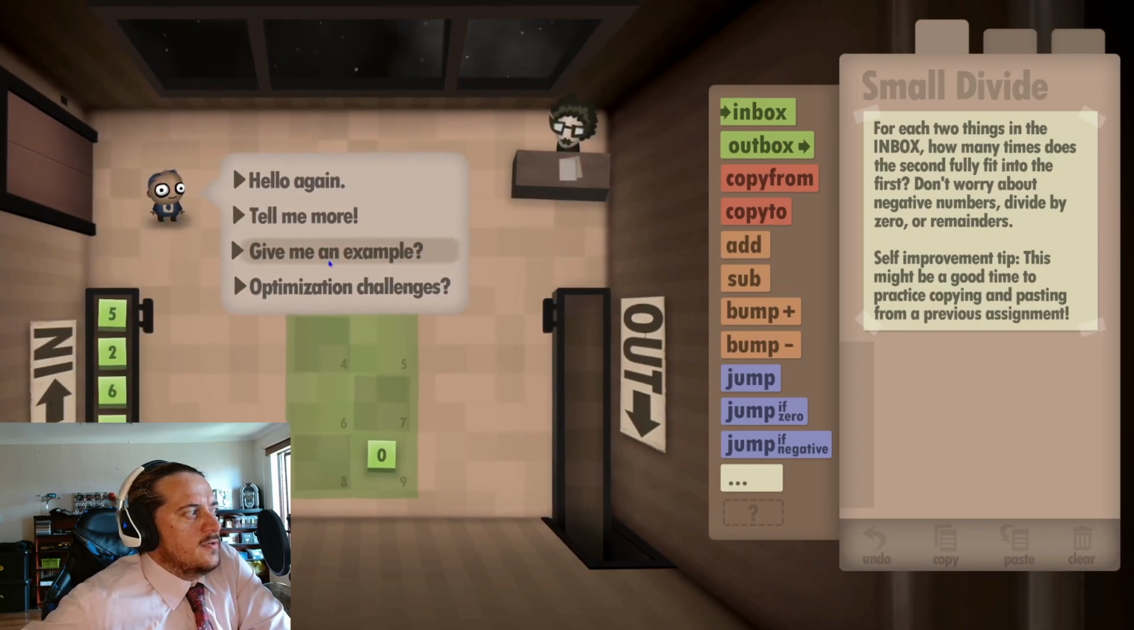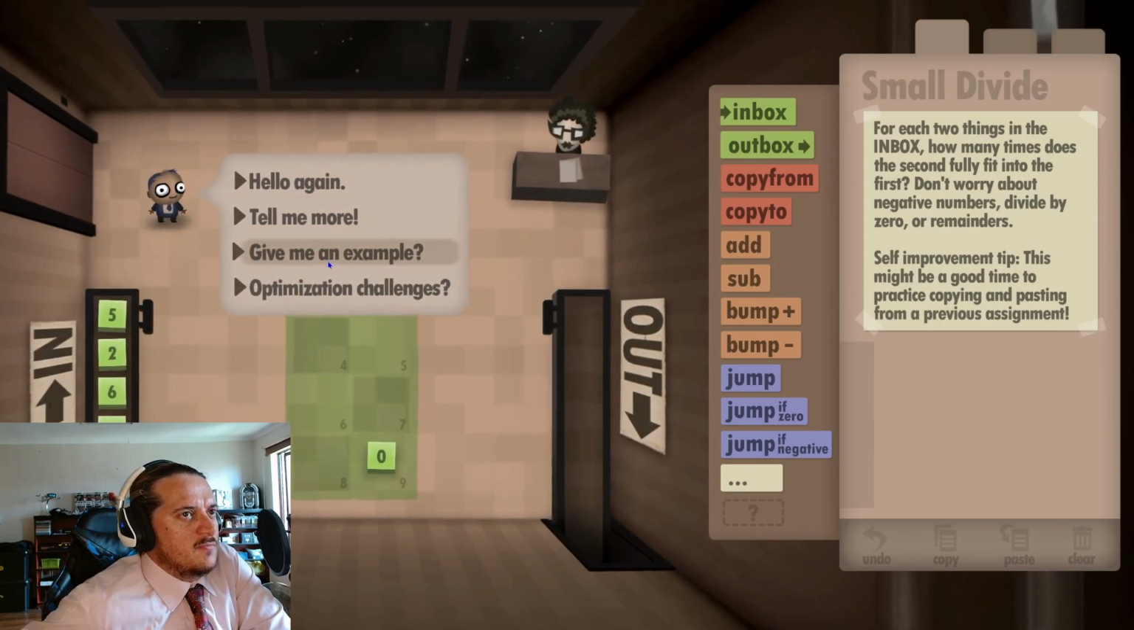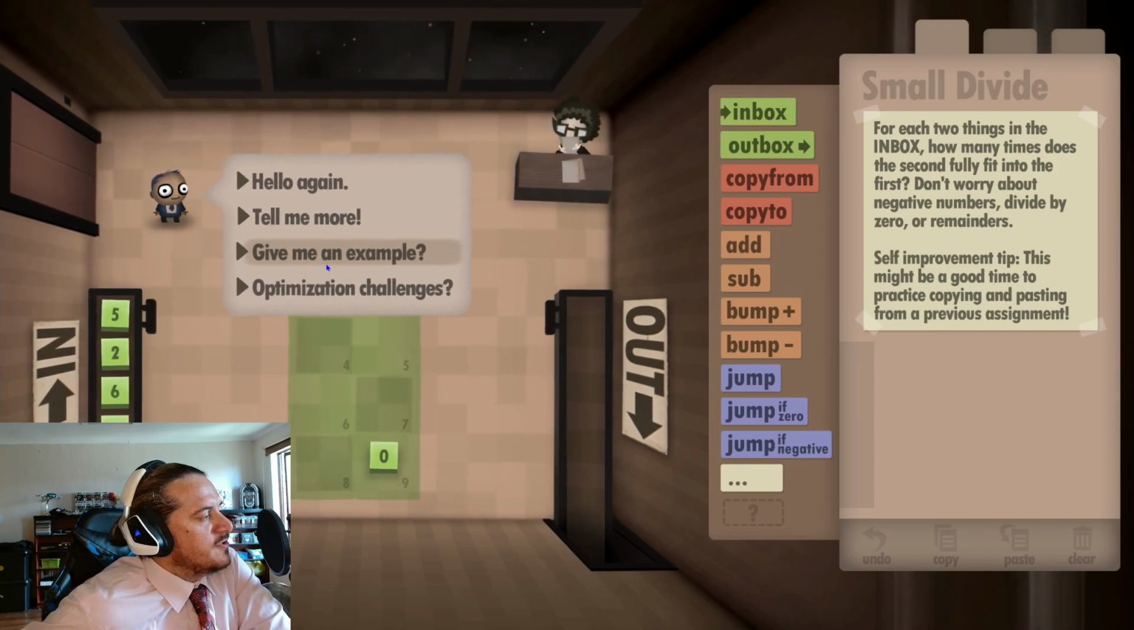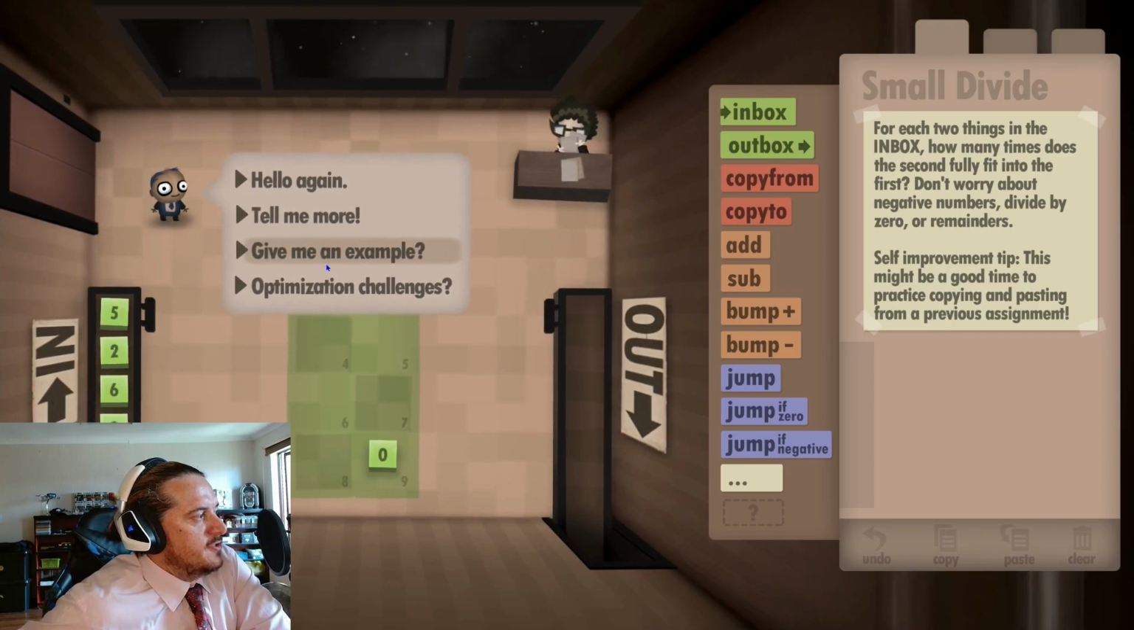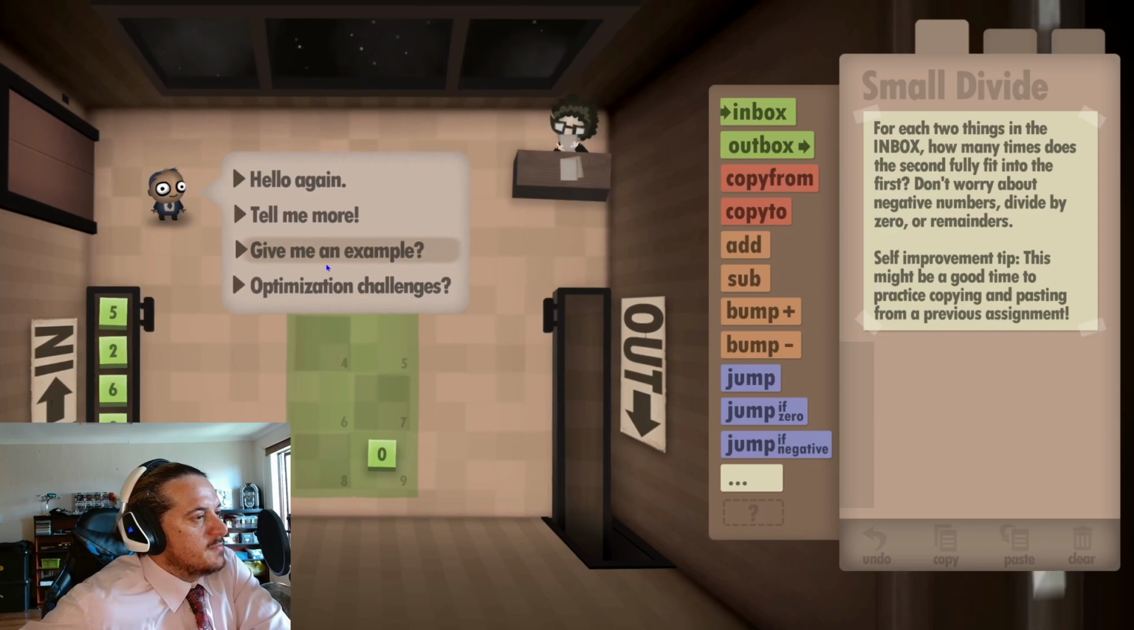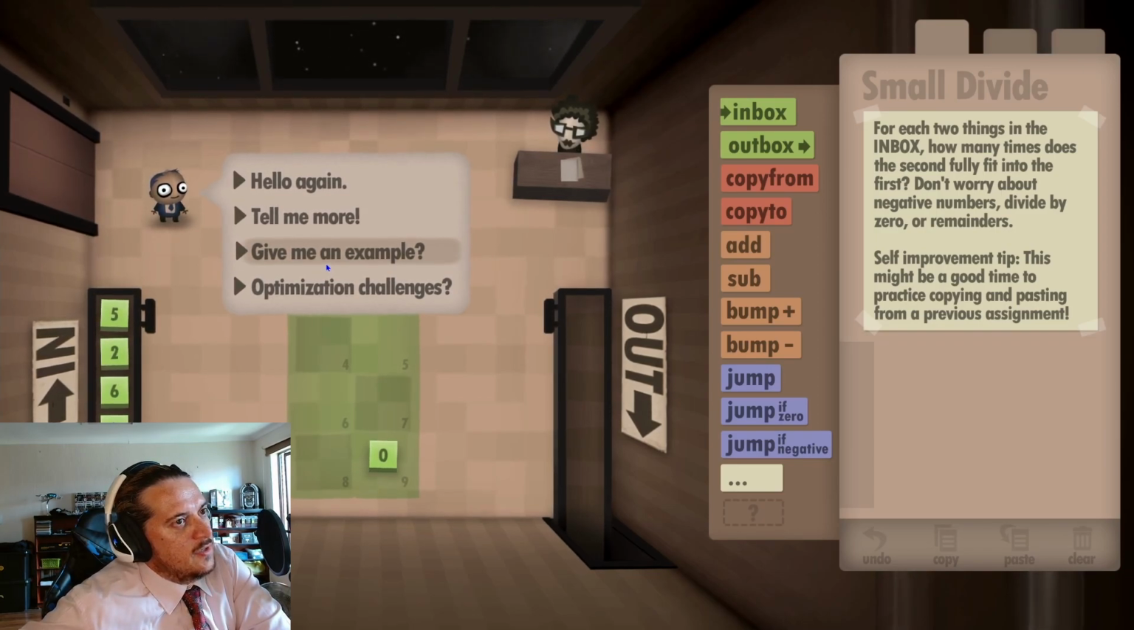So for each 2 things in the inbox, how many times does the second fully fit into the first? So if they're 5 and 2, 2 goes into 5 twice, so the answer should be 2, so I must put 2 over there.